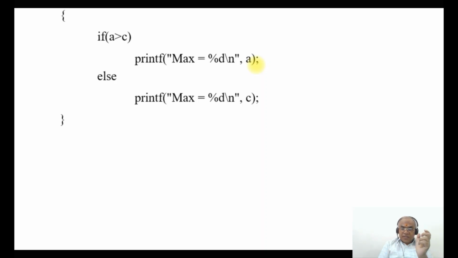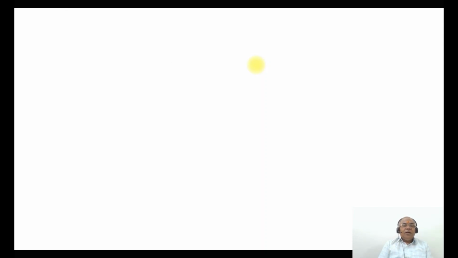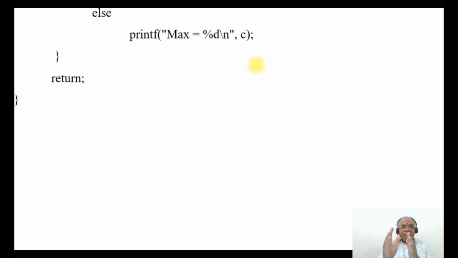Suppose the condition a is greater than b is false, else what happens? It checks if the condition b is greater than c. If that condition is true, then the maximum is b. Otherwise, the maximum is c. Finally, you should return that particular value. This is how it will execute.